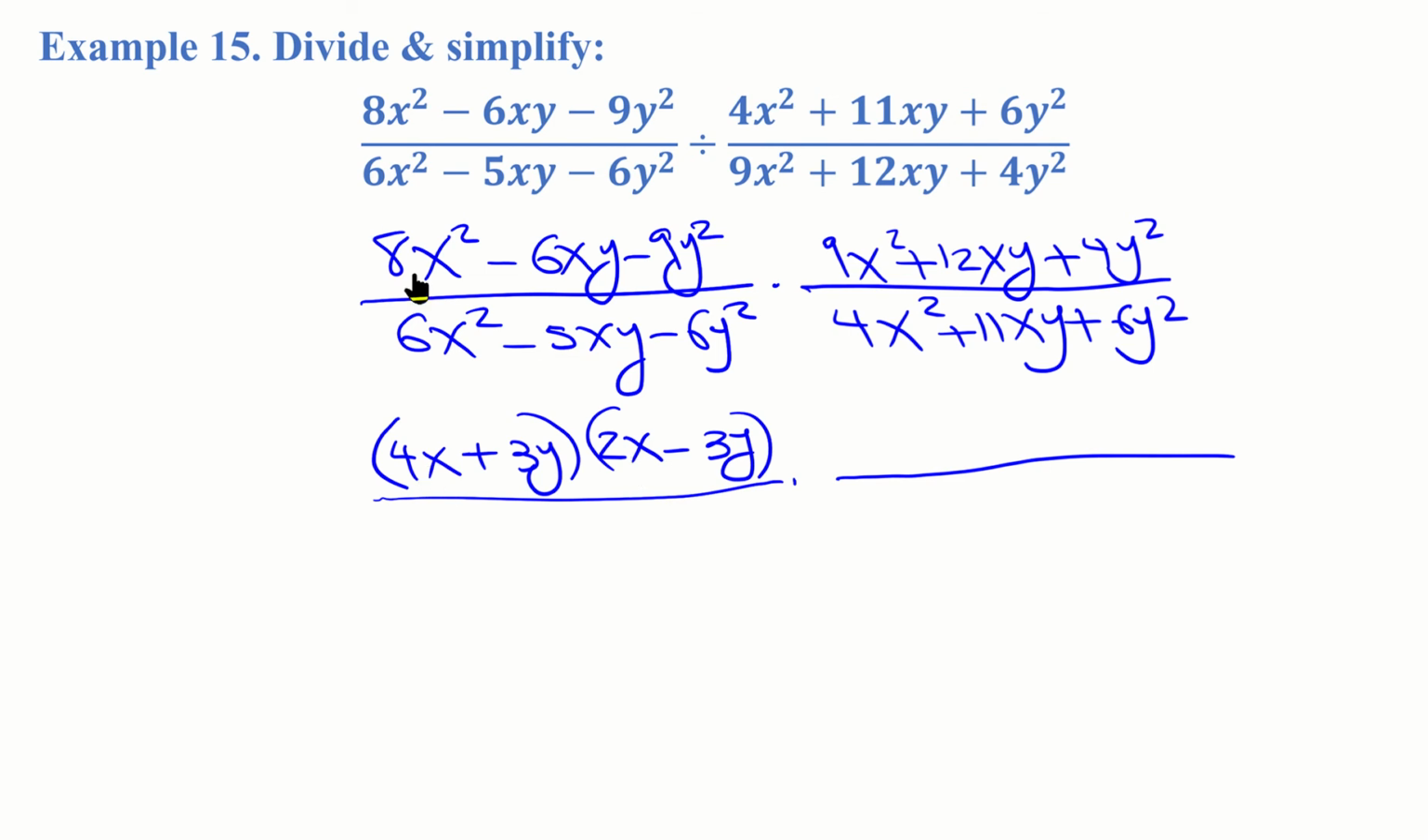First times first is first, last times last is last. The inner product is positive 6xy. The outer product is negative 12xy. When you combine them, you get negative 6xy, which is the middle term. All right, let's factor this one.